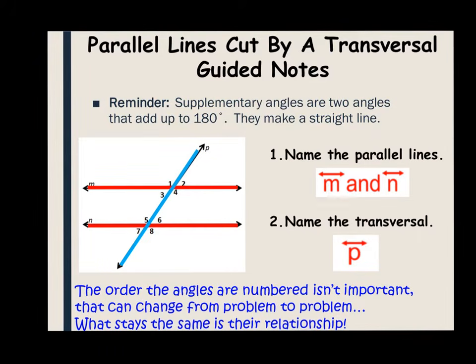So today we're going to look at parallel lines cut by a transversal. And just as a reminder, supplementary angles are two angles that add up to 180 degrees. So supplementary means 180.